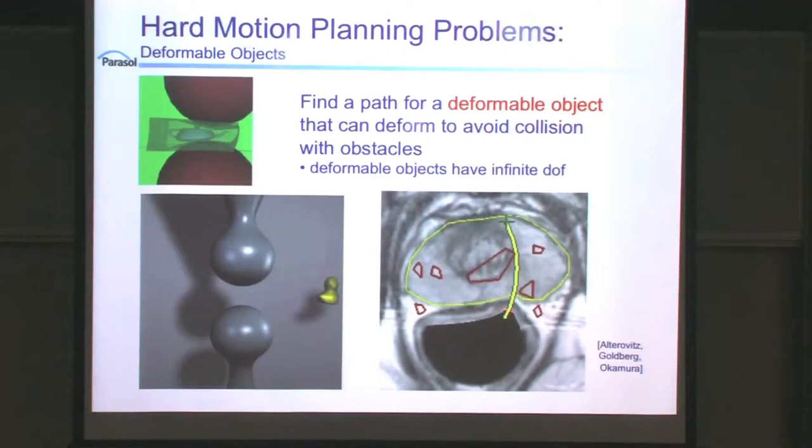This is from some work from some colleagues where this was actually a needle trajectory planning for delivering a medicine to an area of a tumor. And they're trying to avoid these red areas. So basically, they need to plan a trajectory between these places here and avoid these red areas. Say those might be vital organs or something. And the needle is deformable.